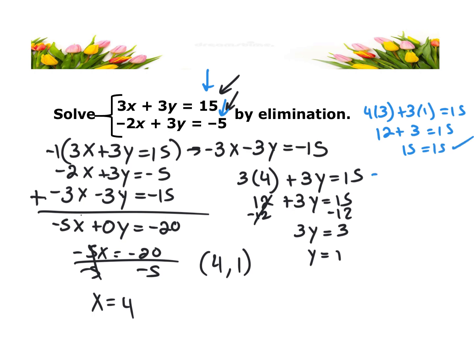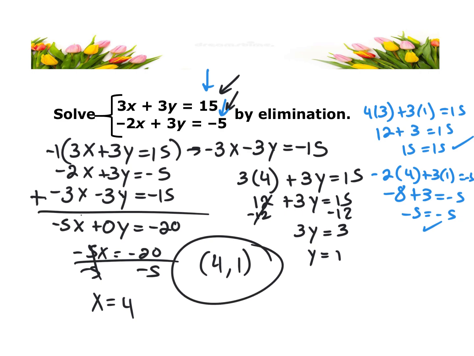I'm going to do the same thing for the second. So negative 2 times 4 plus 3 times 1 equals negative 5. So I'm going to get negative 8 plus 3 equals negative 5. So I get negative 5 is equal to negative 5. So it works for both. That way you know you got the correct answer. You don't have to check them, but if you have time, I always recommend it.